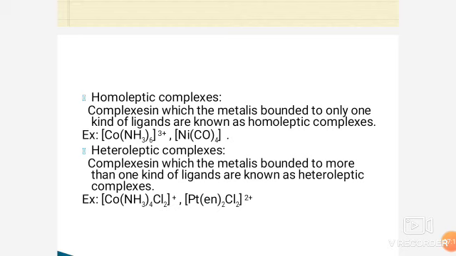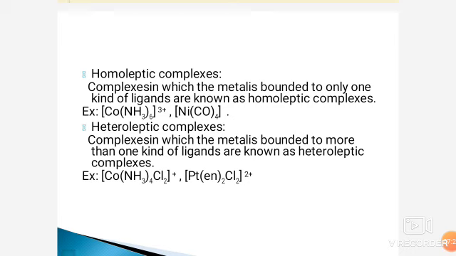The complex ion in which the metal is bound by only one kind of ligand is called a homoleptic complex. Examples are the hexaammine cobalt complex and the tetracarbonyl nickel complex.